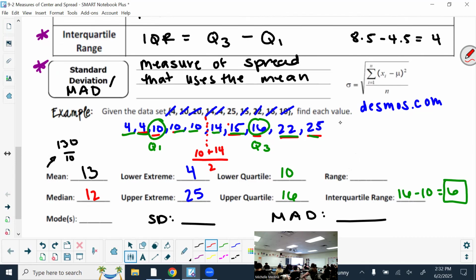What's my maximum of this data set? Okay, and then what's my minimum? What's 25 minus 4? So my range is 6.